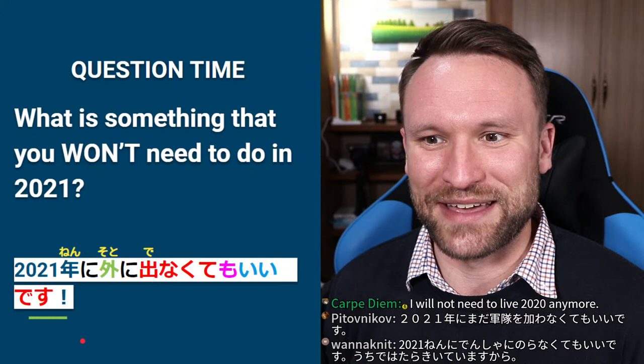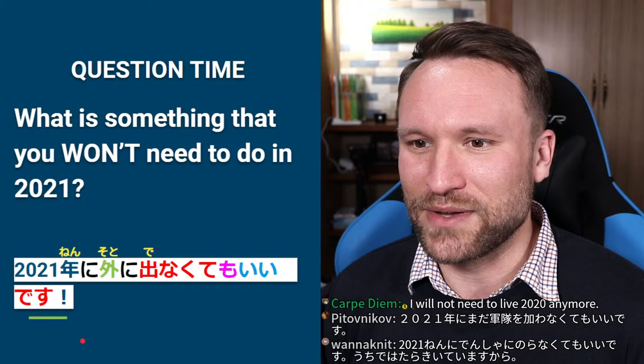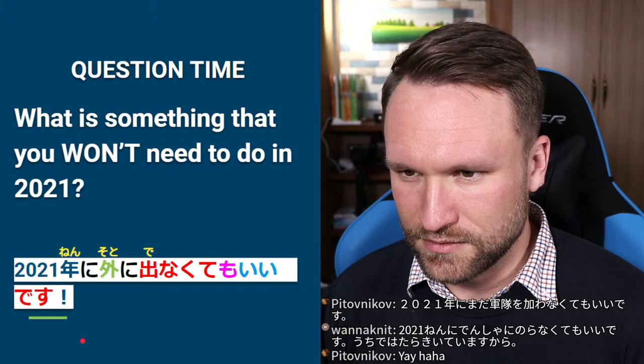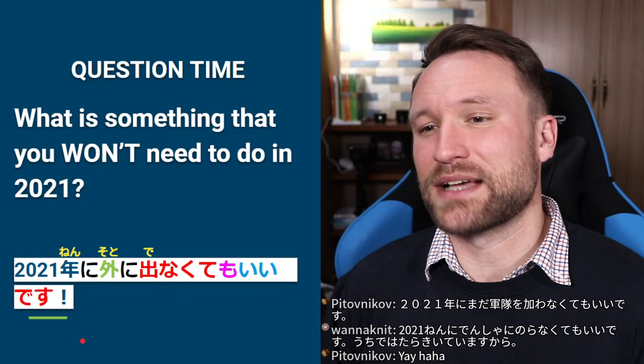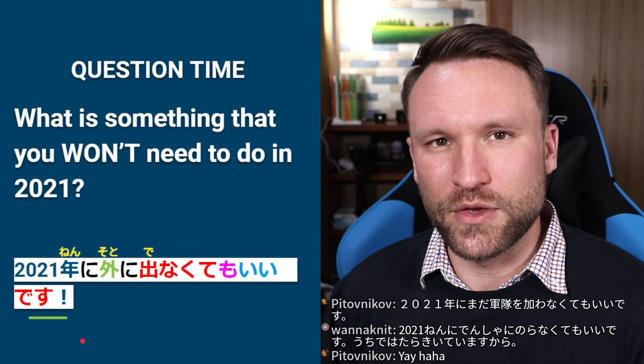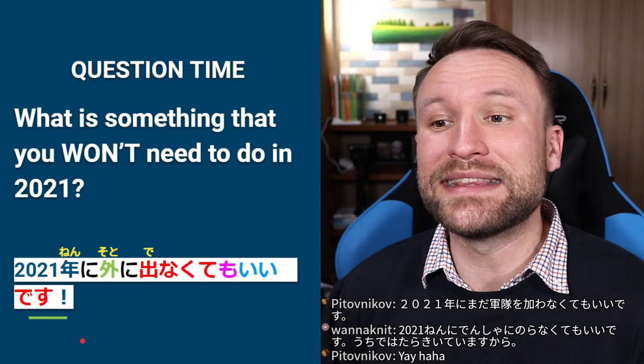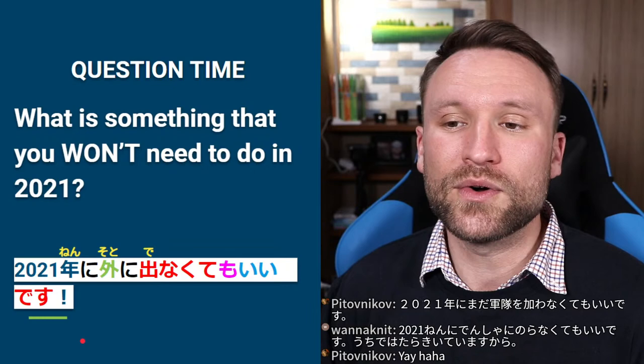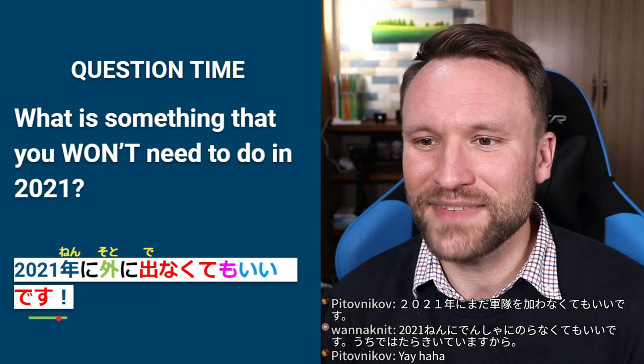2021年に電車に乗らなくてもいいです。うちで働きますから would be fine there. 働きますから or 働いていますから。If you want to say that you are working at home and it's a continuous present continuous, you would say 働いています。So you don't need the key. 働いていますから or just 働きますから I will work from home. Nice. That's nice. Yay! Says Pitovnikov.